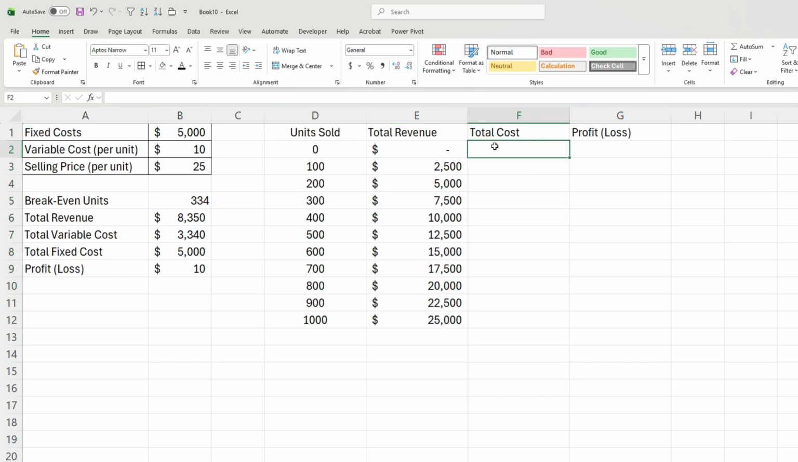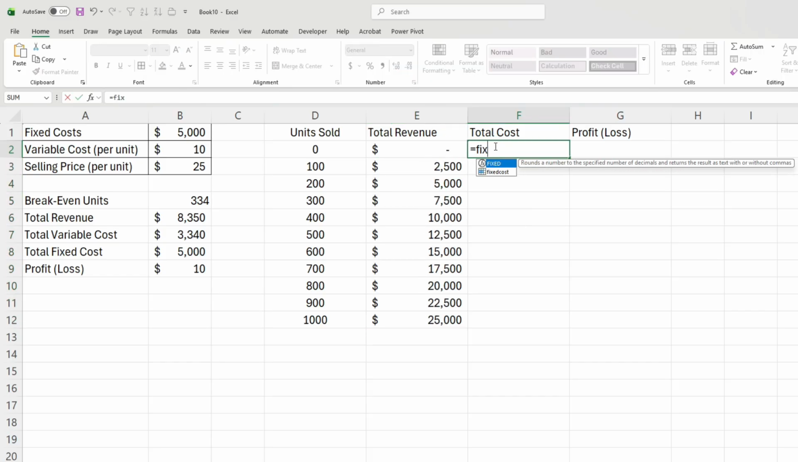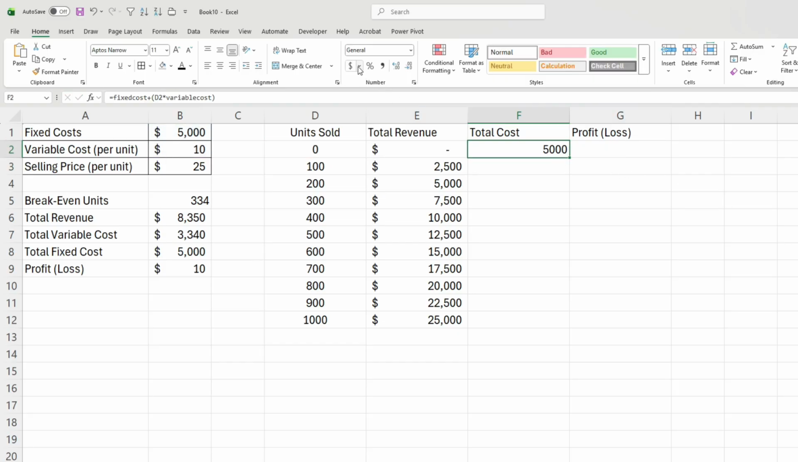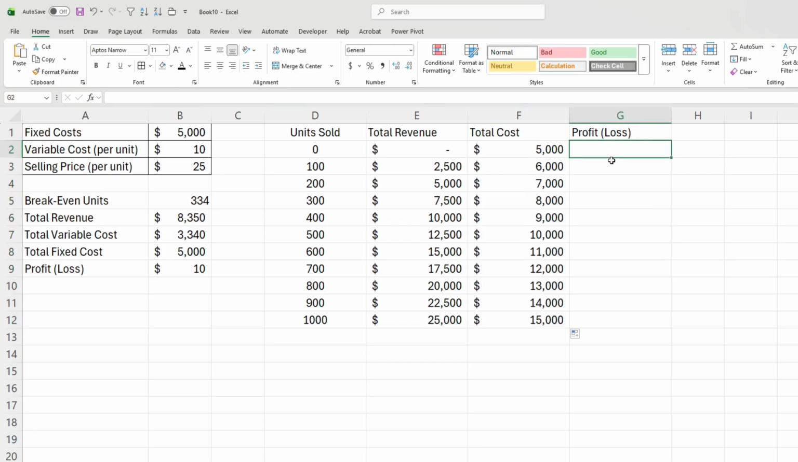And for total cost, I can take my fixed cost and then add, and I'm going to put in brackets, the units sold multiplied by the variable cost. And so just like that, it's a lot easier now to set up these formulas because I'm using the named ranges as opposed to remembering what cells they're in. So I'm going to multiply or calculate this and copy this down. And now for my profit, I'm just taking the revenue less the total cost and copy that down.